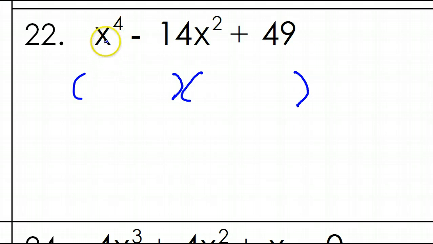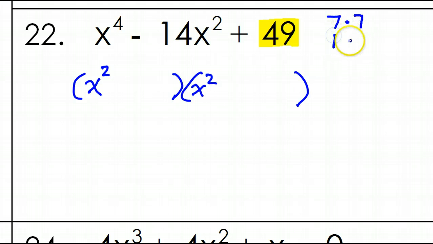So check it out. Start with x to the fourth power. We always start with that first term, and ask yourself, what times what will make x to the fourth power? Hopefully you're thinking, x squared times x squared will make x to the fourth power. Then jump over to the last term, 49. Technically, there's two ways to make 49. It could either be 7 times 7 or 1 times 49. My money's on the 7 times 7. So let's try the 7 times 7.